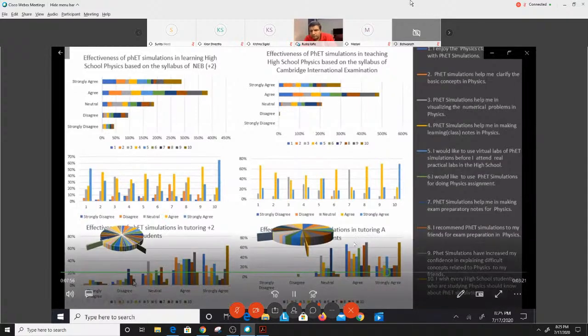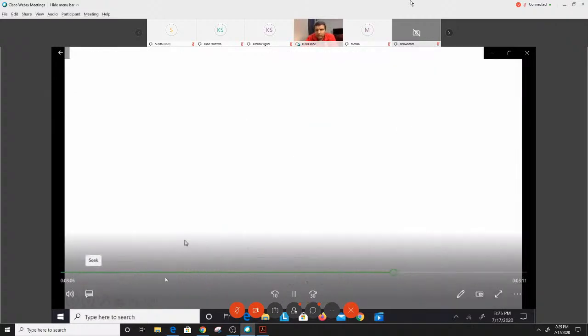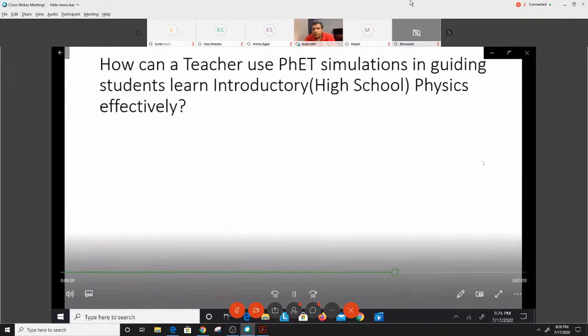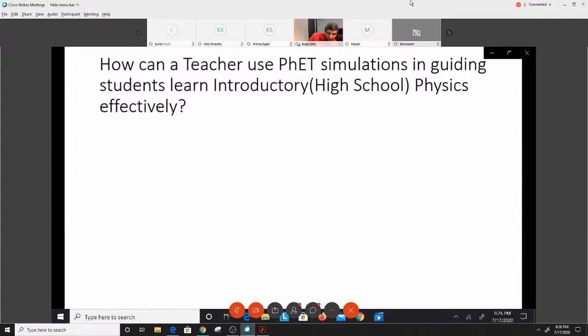unless we can convince the students, or show them, that PhET simulation is equally effective in exam preparation. So this comes to my final slide. The final slide is: how can a teacher use PhET simulations in guiding students in non-introductory high school physics effectively? Or to phrase it, how can we show that PhET simulation is highly effective for exam preparation?